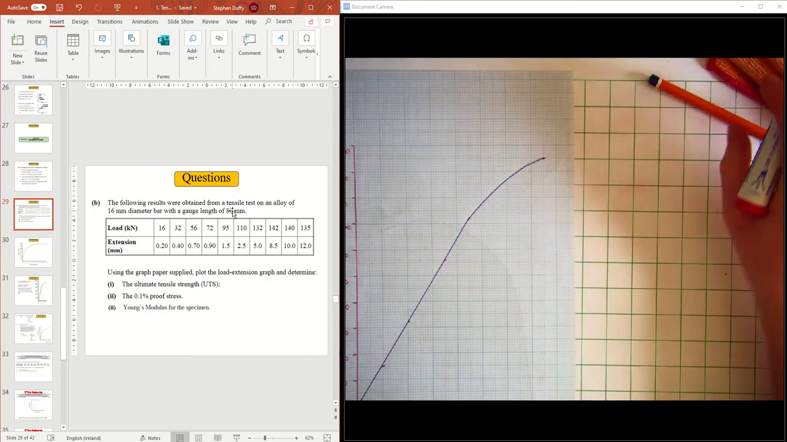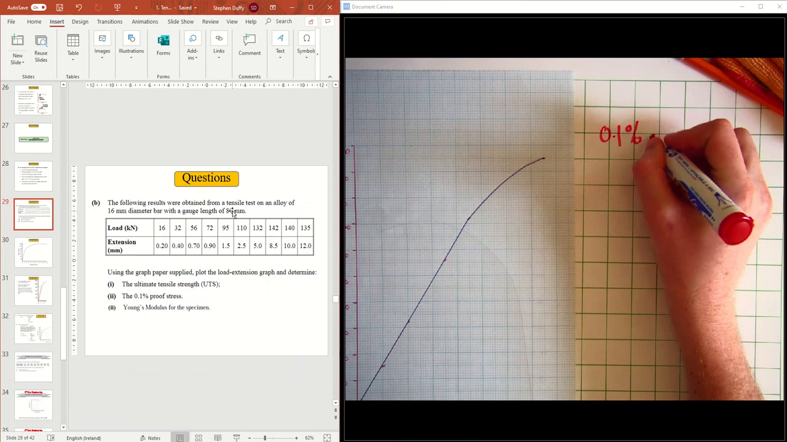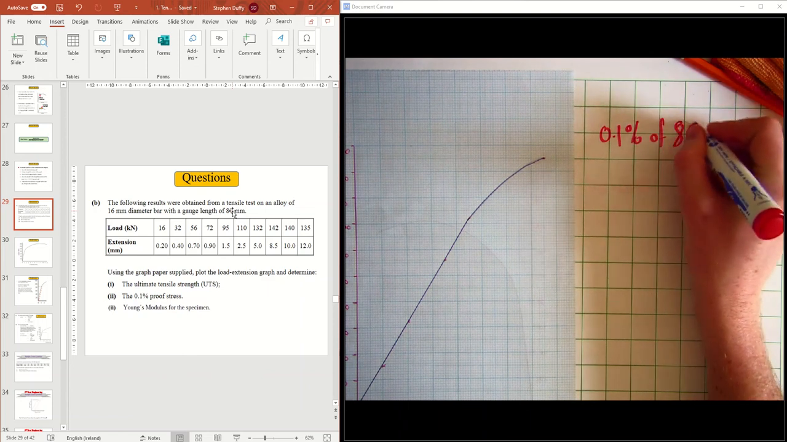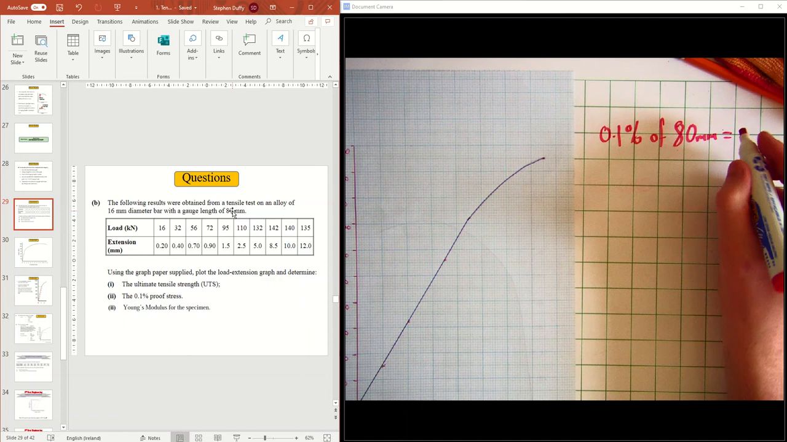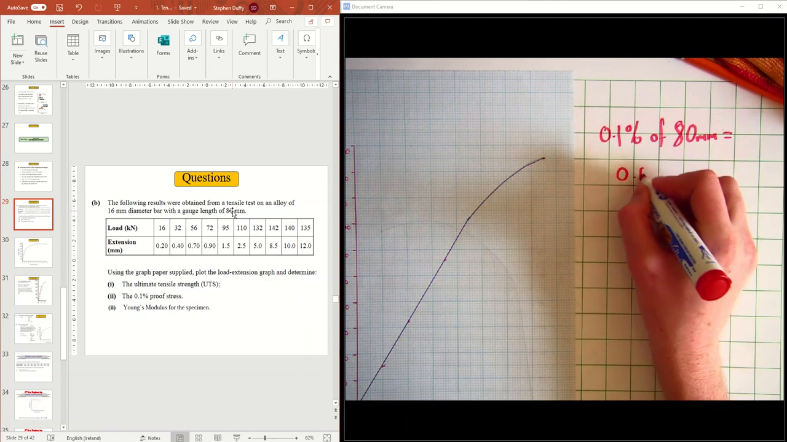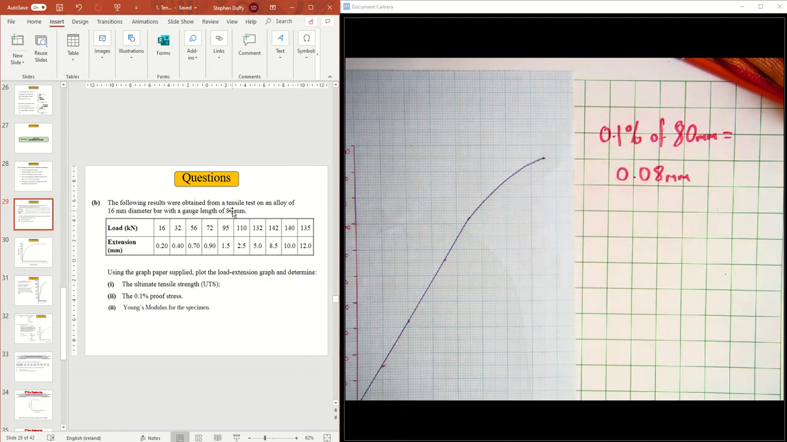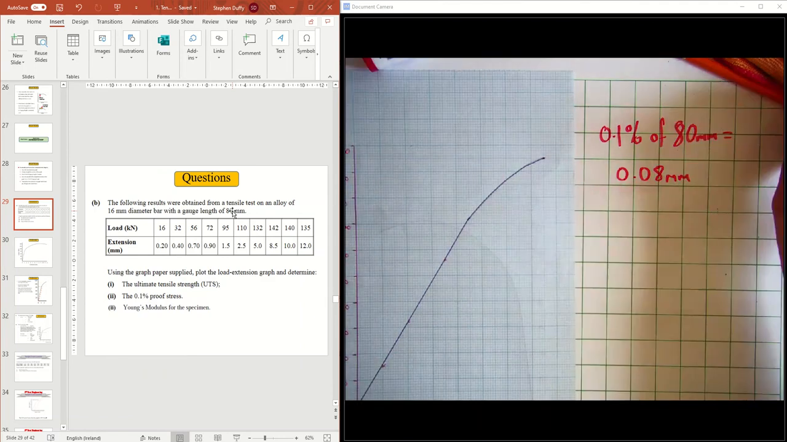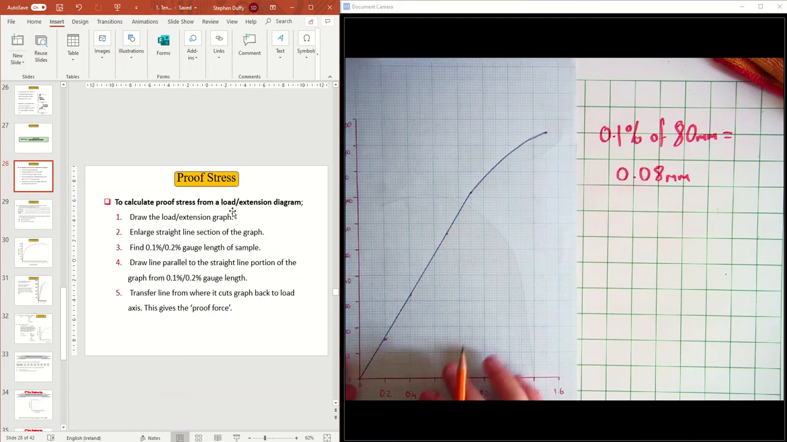So 0.1% of 80 millimeters is equal to 0.08 millimeters. So that's 0.1% of the gauge length. Now the next step I need to do is find that on my graph. So where is that?